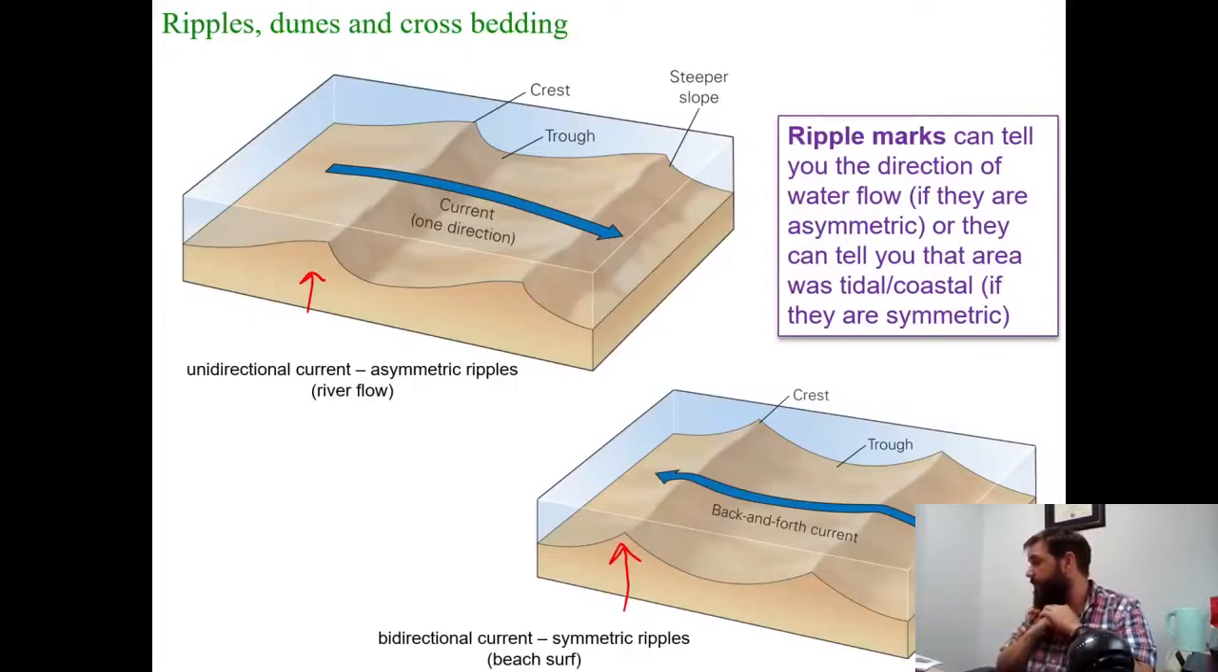Okay, so that's what you have to do for number 11, right? You have to say which of those diagrams shows a current, and the one that does show a current, indicate the direction of water movement.